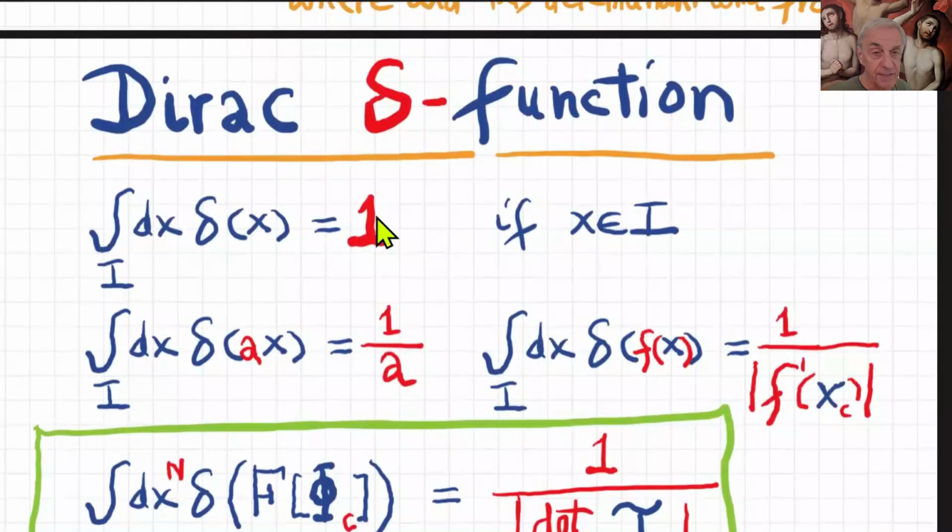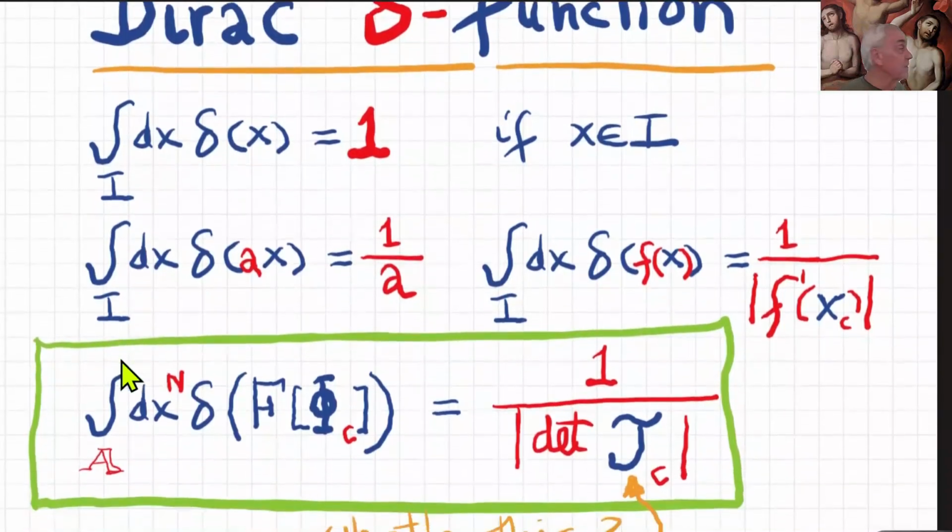So what is a delta function? It's a function that, if you have an interval which includes it, you get 1. But if you're not in the interval, you get 0. So it's very sharp. Now, if you decide that you're integrating over a linear function, like a times x, then you have to change your variables, and you find out that that integral is 1 over a.